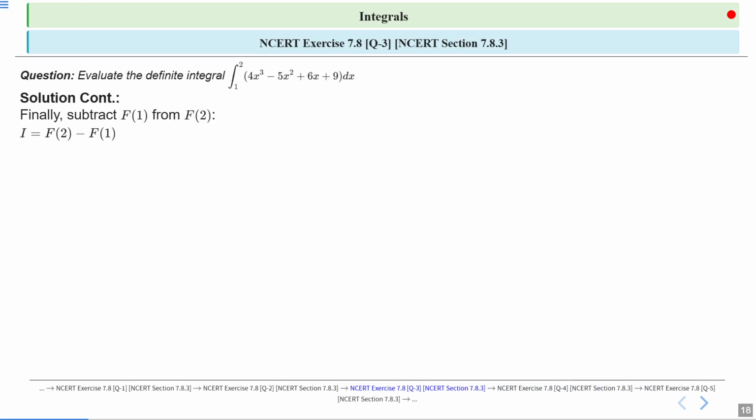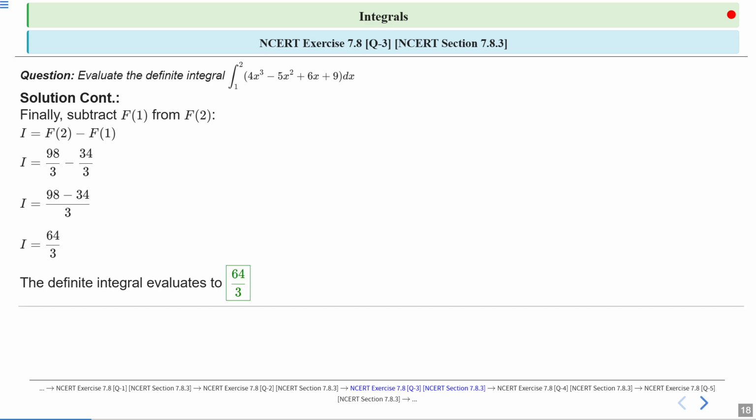So finally subtract F1 from F2. We get I is equal to 64 by 3. And that is the value of the definite integral.